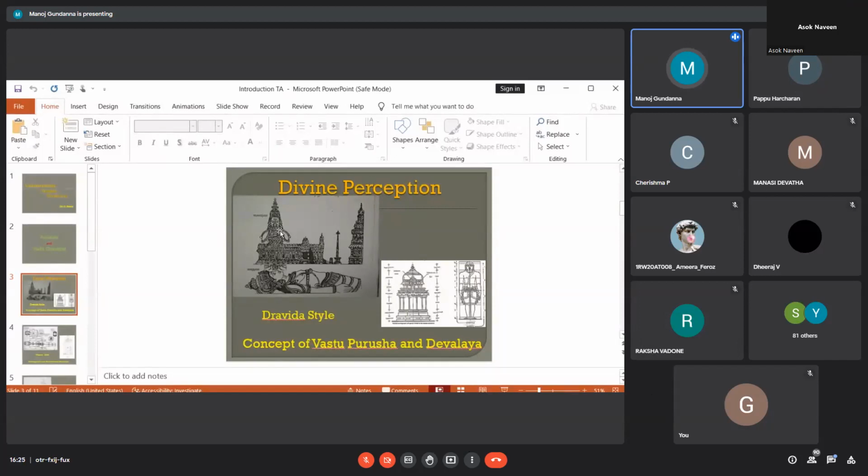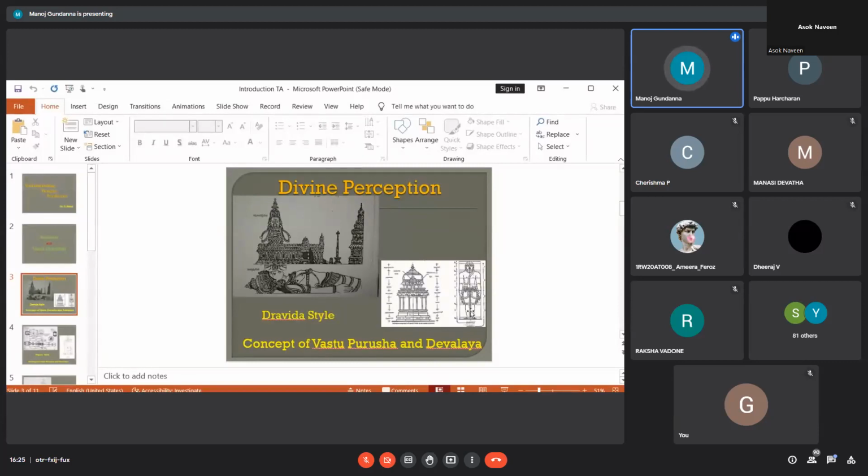We can see that the entire structure is compared with the body of the Purusha. Now here the face constitutes the Garbhagriha part or Sanctum Sanctorum. The Navaranga, the Shukanasa or the Antarala becomes the neck. We have the Gudamantapa, which is the chest. Then the navel becomes the Balipita. We have the phallus, which is the Dhvajastamba. The feet become the Rayagopura or the Pravesha.